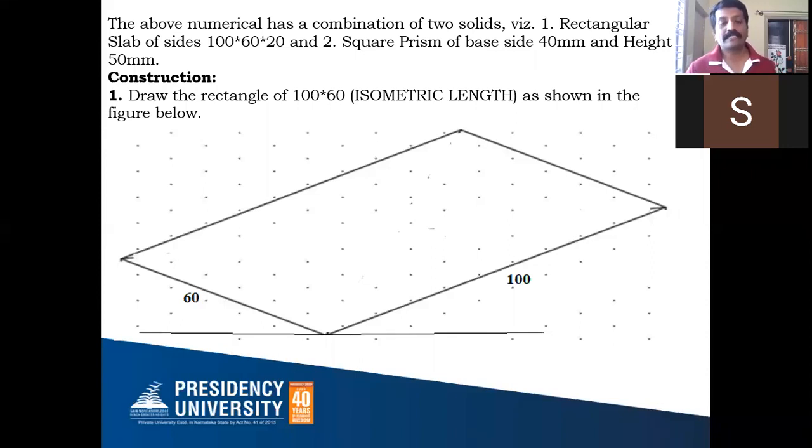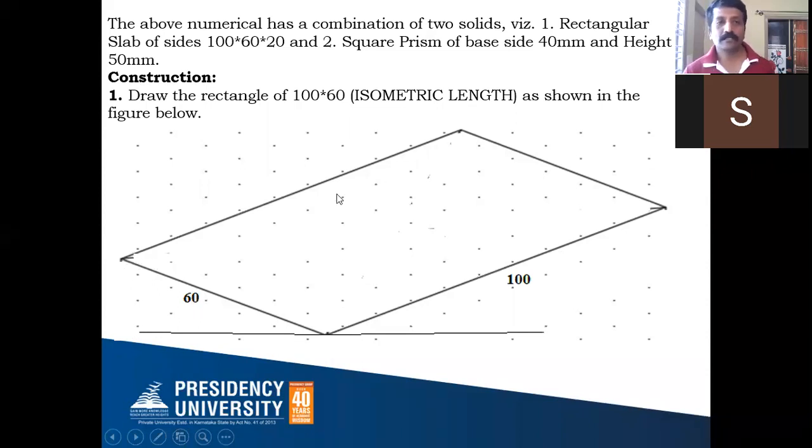So the rectangular slab which is given is 100 by 60. What I will do, I'll draw a horizontal line, take any one of the points, and draw a 30-degree line on either side. On one side I'll take 100 millimeter isometric length and cut it here, and on the left side I'll take 60 millimeter isometric length and cut it here.